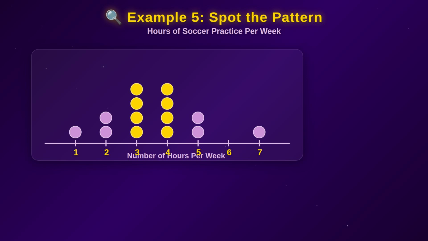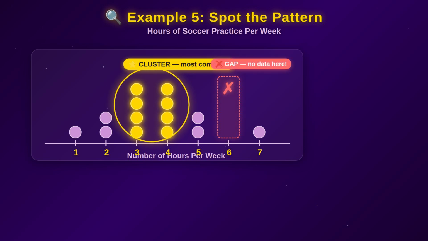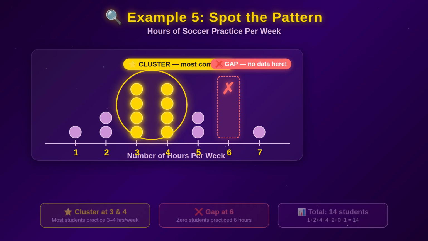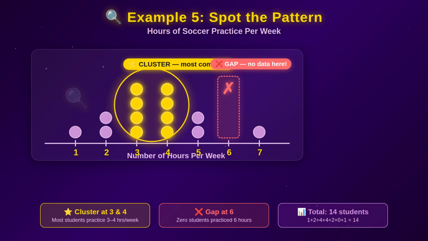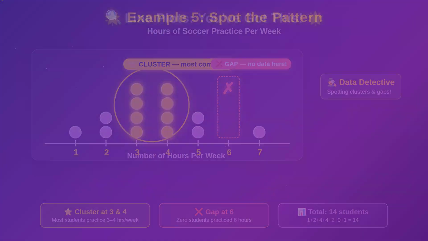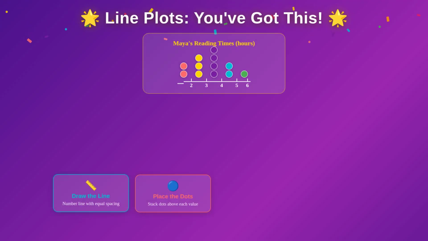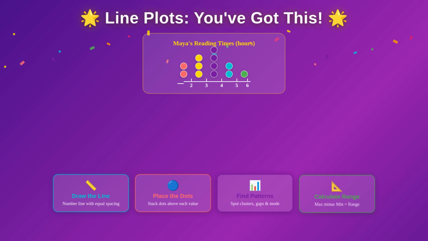Here's a line plot showing the number of hours students spent practicing soccer each week. Values go from 1 to 7. Notice anything? Values 3 and 4 have the tallest stacks. That's a cluster. It means most students practice 3 or 4 hours per week. Meanwhile, there's a gap at 6. No dots at all above that number. 0 students reported 6 hours. Spotting clusters and gaps is like being a data detective. Maya loves this part, and now you will too.